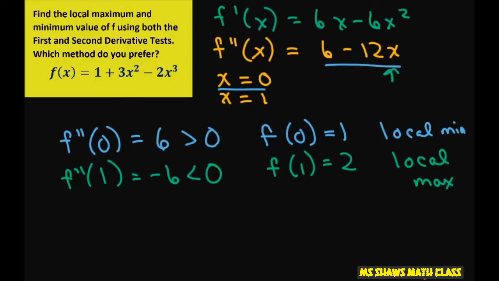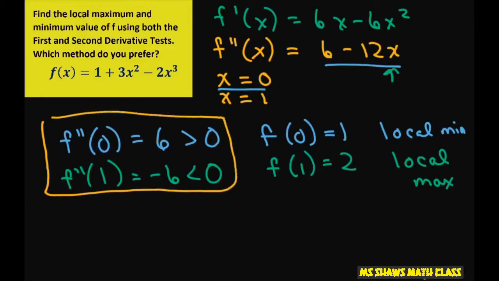So both of these methods are easy. So either method is fine. You just have to know the rules. This one, all you do is take the second derivative and plug in your x critical values and see if it's positive or negative. And that's it.